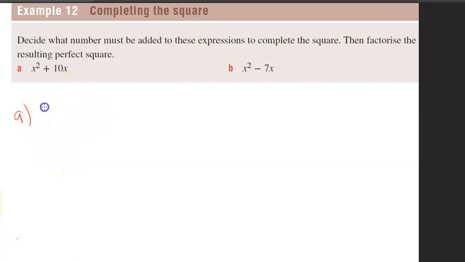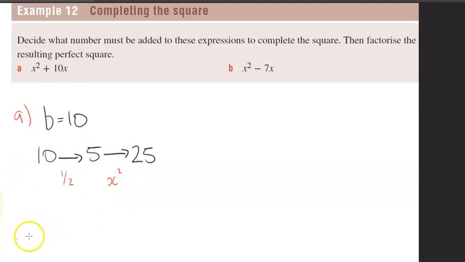Alright, so I'm going to write this down. So this b value is equal to 10. So 10, half of 10 is 5. And then 5 squared is 25. So remember, you're halving it, and then you're squaring it. And so we get this 25, and you always just add whatever this number is to the end, regardless of whether it's a minus in front of the coefficient of x. So this x squared plus 10x can have a 25 added to this.